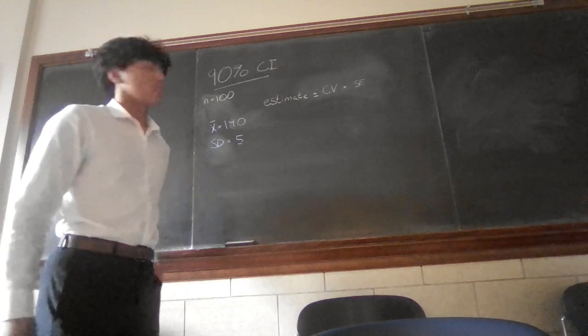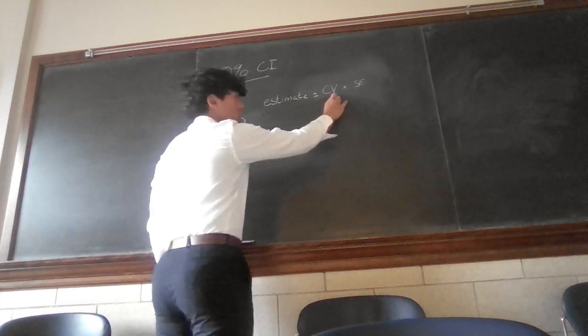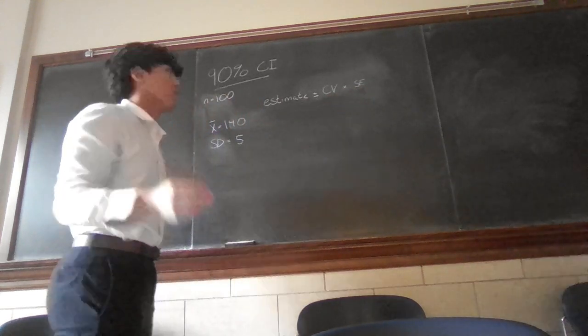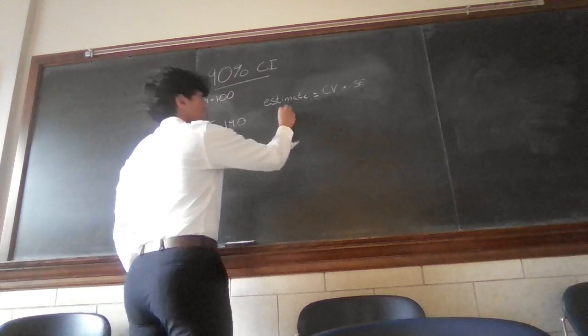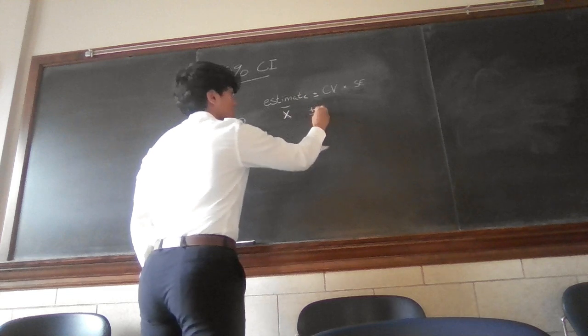And to find this confidence interval, we use the estimate, a critical value, which we'll find later, and the standard error, which we'll calculate in a minute. So we take the estimate, which is x bar, plus or minus the critical value.